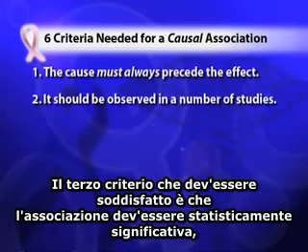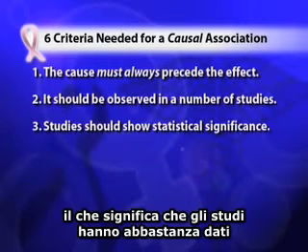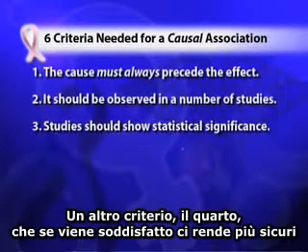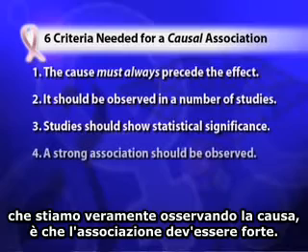A third criterion that should be satisfied is that the association should be statistically significant. What that means is that the study has enough data in order to establish that we are at least 95% certain that this association is not due to chance. Another criterion, a fourth criterion, which if it is satisfied gives us more confidence that we're really looking at a cause, is if the association is strong.